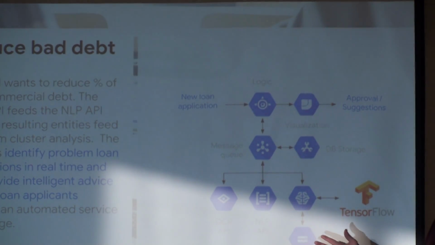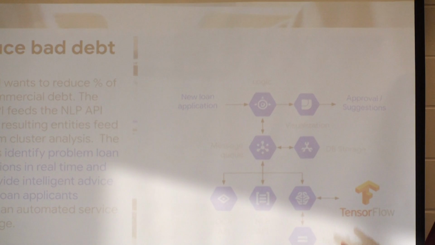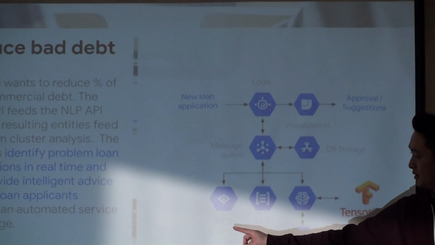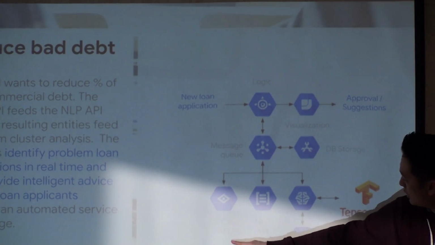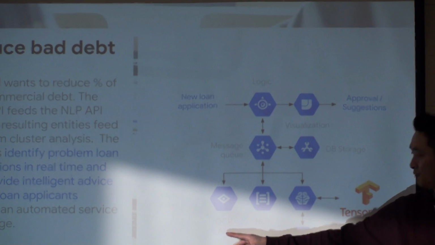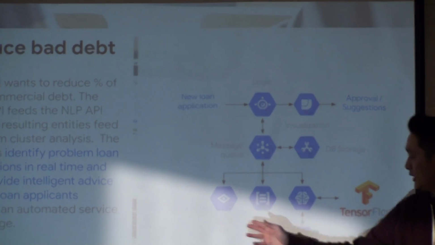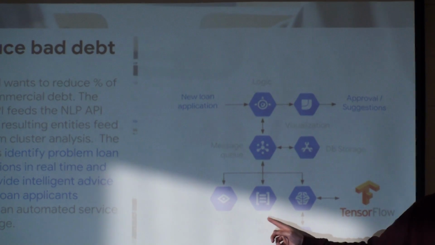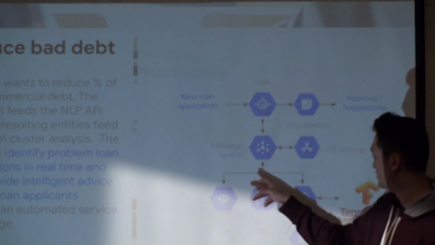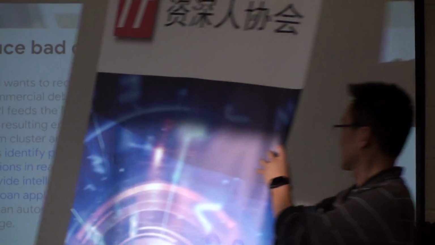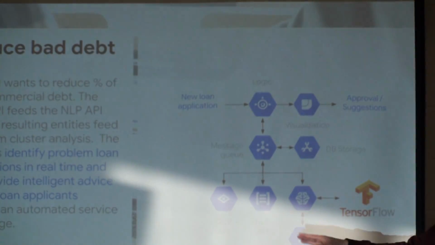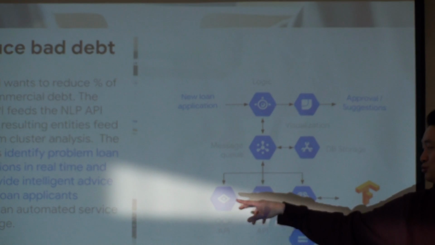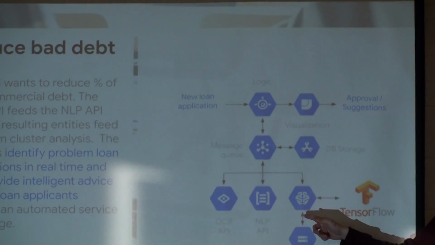But this is an example use case of a customer that wants to reduce bad debt for financial customers. What they're doing is OCR, looking at the forms that customers are filling out, and also looking at NLP, passing the result of the NLP API and these two into ML engine to build their own custom model. These two are APIs on their own, and you can't really change the output of these, but they are using these outputs as input to their models.